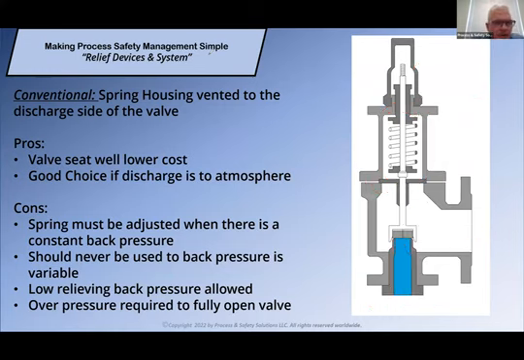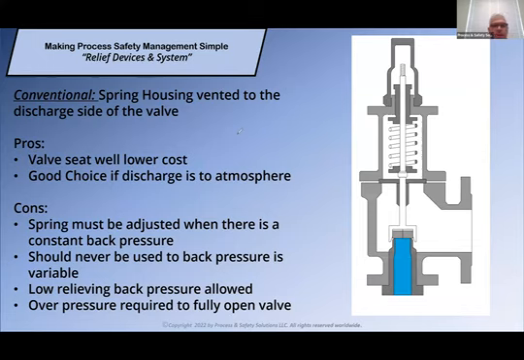So, conventional valves. The pros of the valve are that it has a lower cost. The valve itself is a lower cost. It's a good choice if you're discharging directly to atmosphere. And we're going to explain why that's a good choice shortly.